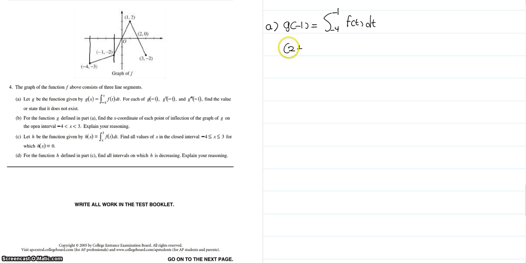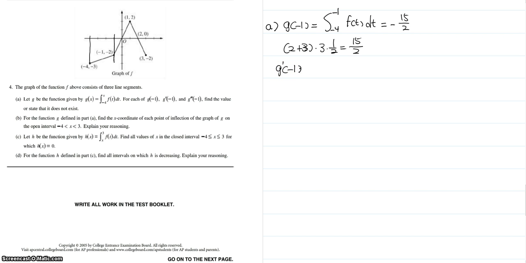It's a trapezoid, so we'll use the area of a trapezoid: 2 plus 3 times 1/2, which gives us 15/2. But wait a minute, this area is below the x-axis, which means that we actually have a negative integral. So the answer is not 15/2, but -15/2.